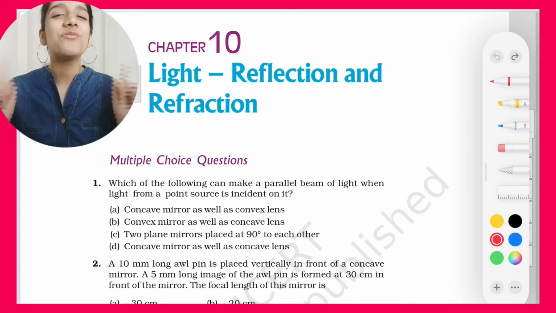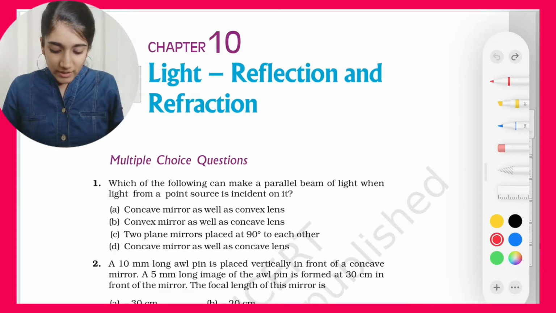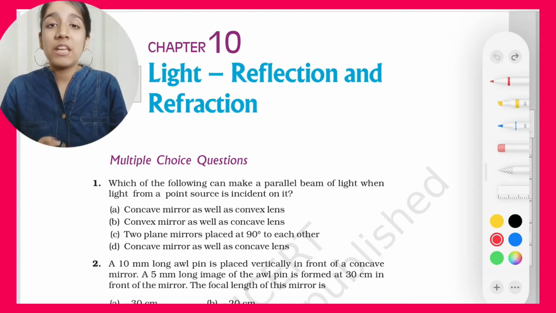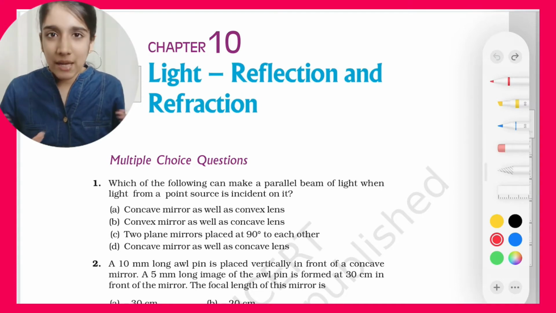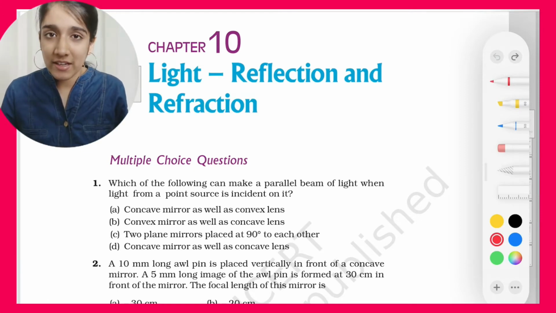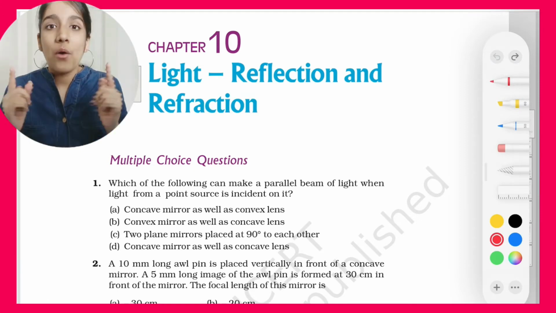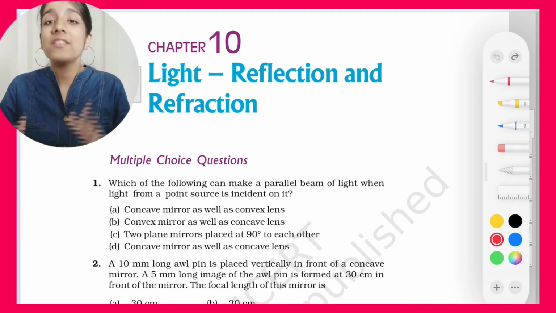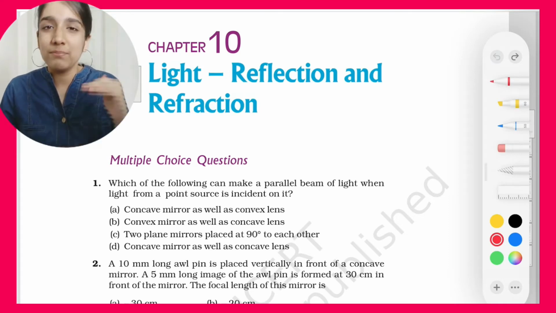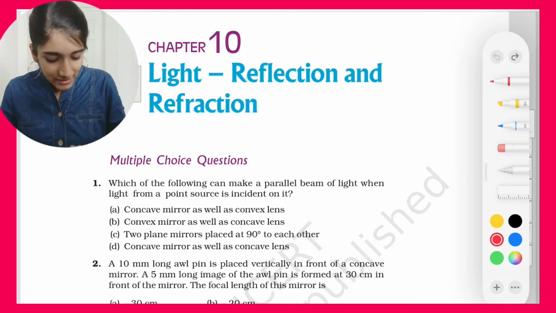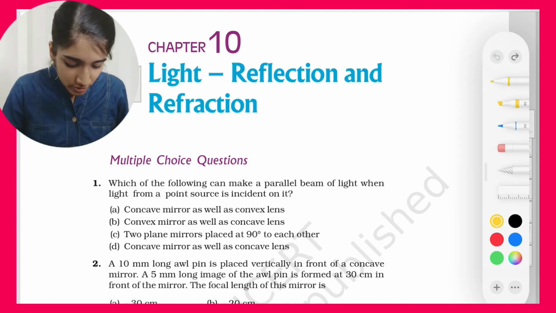So let's start off with the first question. What does it say? Which of the following can make a parallel beam of light when light from a point source is incident on it? So what did we use for making parallel beams of light? Let's recap a little bit. When we were discussing mirrors and lenses respectively, which type of mirror made parallel beams of light? Was it the concave mirror? Yes, it was a concave mirror, and in case of a lens, it was the convex lens which gave us parallel beams of light. So let's look for these answers. It is concave mirror as well as convex lens. Yes, our answer is option A for the first question.